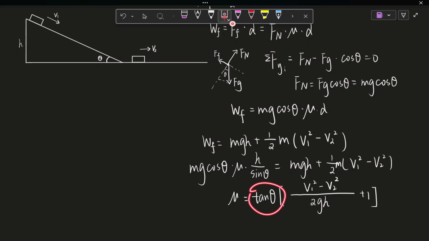There's a tangent theta because cosine theta over sine theta is equal to cotangent theta, or 1 over tangent theta on the left side. So if you want the right side to get tangent theta, you multiply it by tangent theta. And then m can be cancelled out. Yep, I think that's correct.